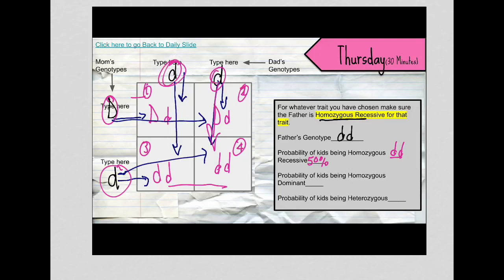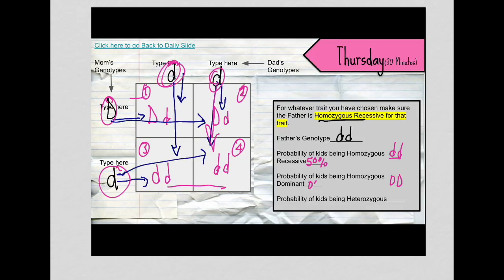Okay, so you should automatically know that for homozygous dominant, I'm going to write capital D here, because that's what that looks like. I have no capital D's here, no two capital D's. So I'm going to put 0%. And then for heterozygous, it should look like capital D, lowercase d. I have two of those, one right here, one right here. So I have 50% heterozygous. That's all you guys have to do.